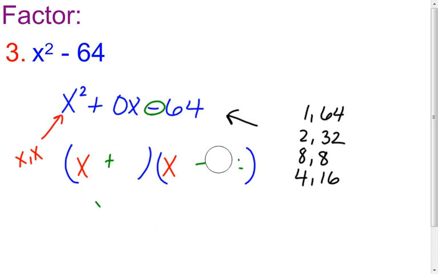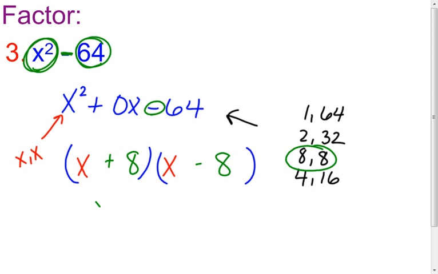So hopefully you're figuring out that the logical choice here, when you have a quantity that's been squared with a minus sign in between, and then another quantity that's been squared, the factors that you're going to use are the perfect square factors. Okay, so I'm going to put 8 and 8 right here.